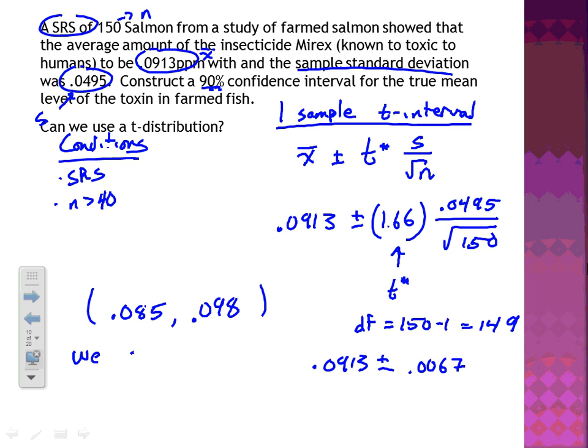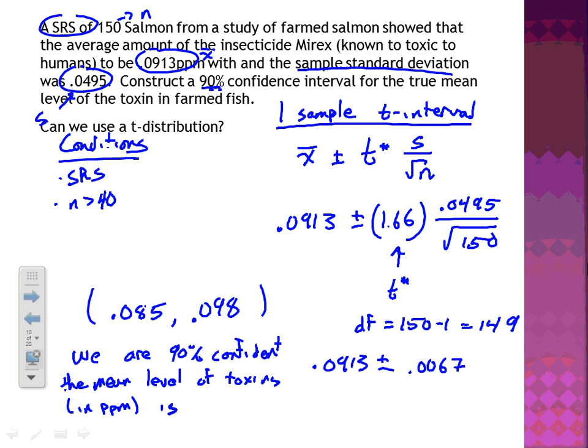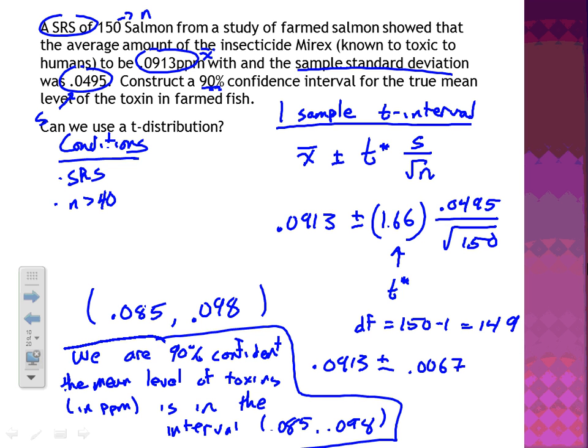So we are 90% confident the true mean level of toxins, what is that in parts per million, is in the interval 0.085, 0.098. So, a quick look at how to run with confidence intervals, whether you're using a z star or a t star.